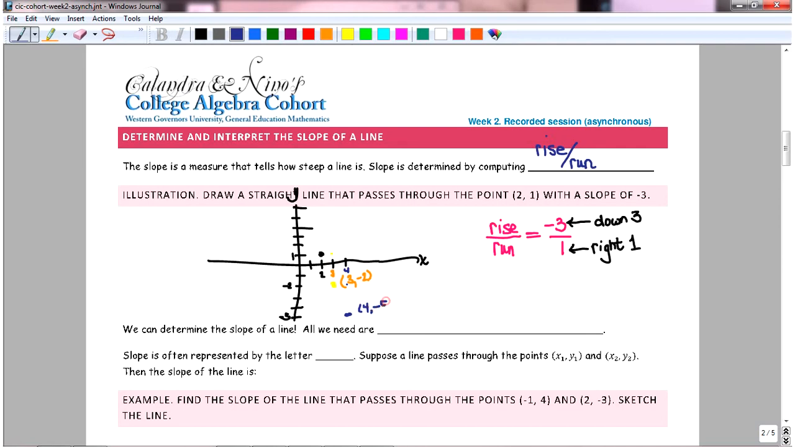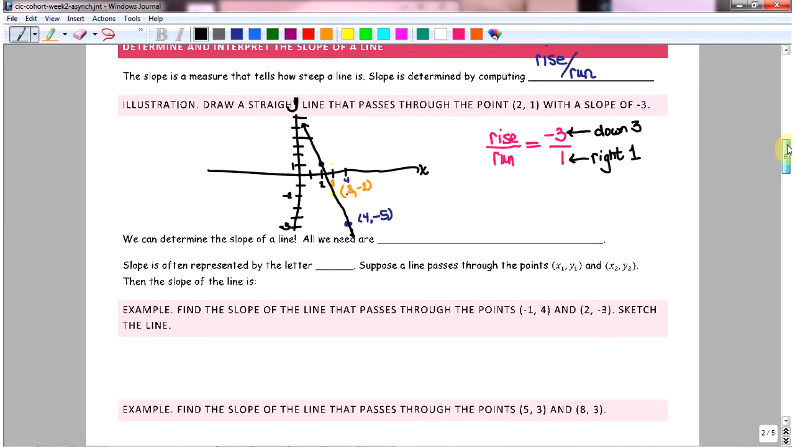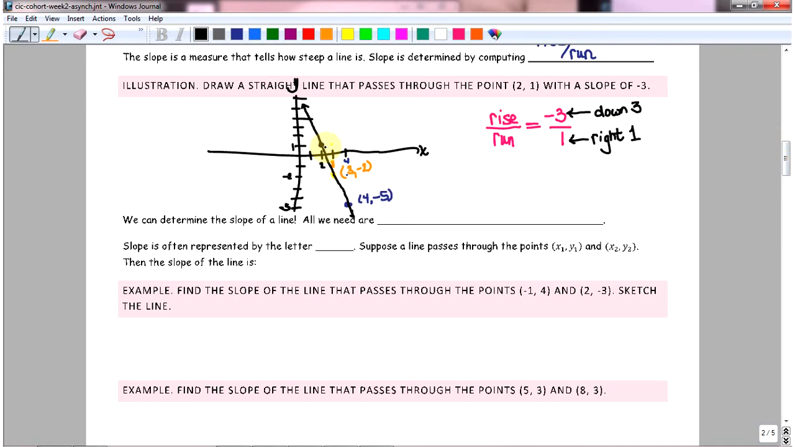So you can continue going in that manner, but we actually have enough points to see what our straight line looks like roughly. So this would be a rough sketch of our line using the definition of slope, the rise over run interpretation. Well, we can actually determine the slope of a line. All we need to get the slope of a line are 2 points on the line.